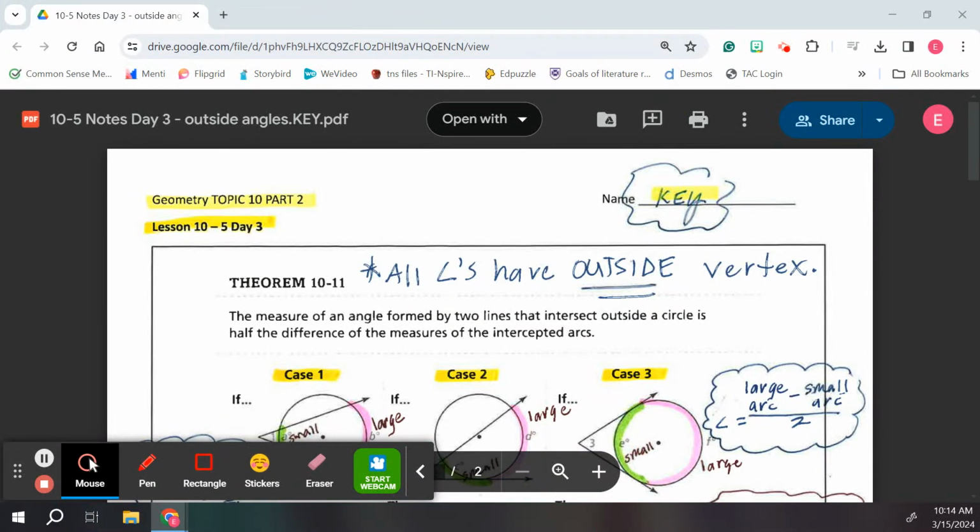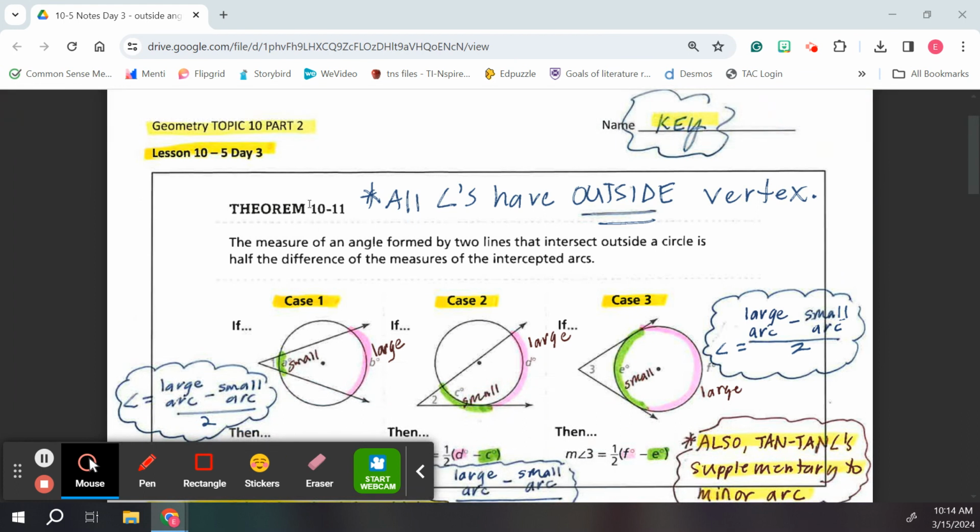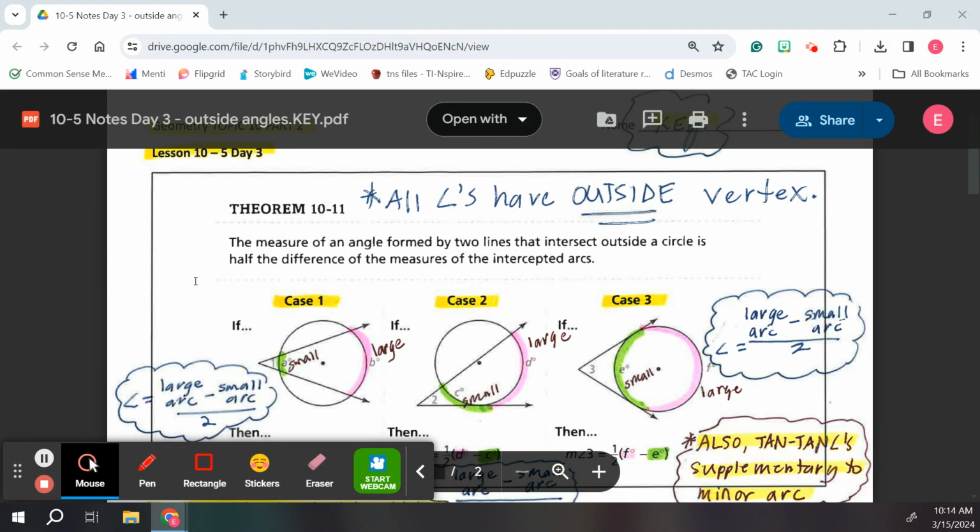Okay, so taking a look at 10.5 day 3. So here's what we have. Theorem 10.11. The measure of an angle formed by two lines that intersect outside a circle is half the difference of the measures of the intercepted arcs.